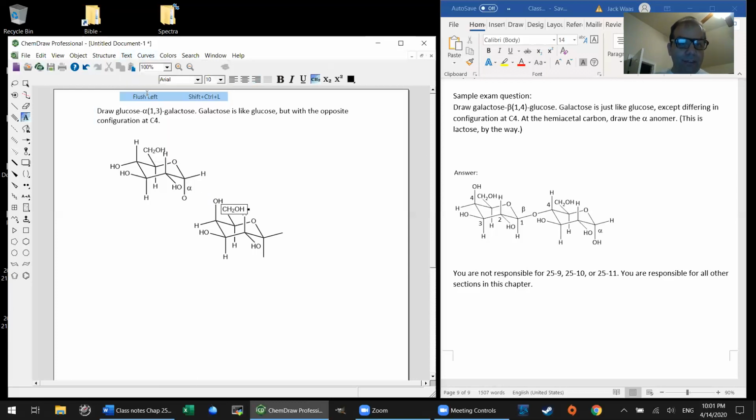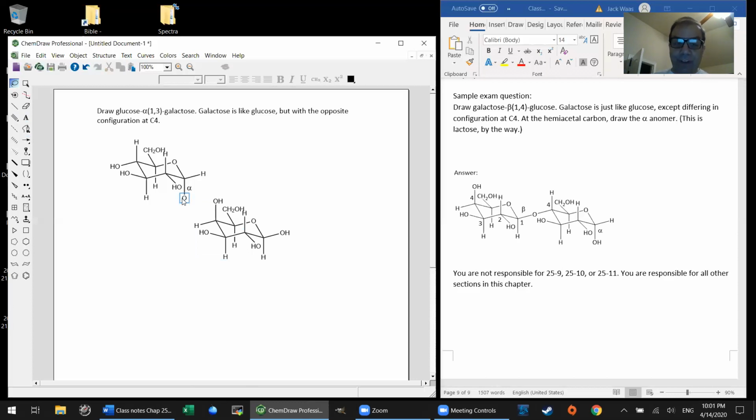Let's say flush left so that it doesn't mess that up. Good, and then I would make the hemiacetal either beta or alpha if I was instructed. Here I've not been instructed, so I'm going to choose to make it beta. I just flipped a coin and the coin came up beta. Good, so that's the molecule that I need to connect to this oxygen of the glucose.